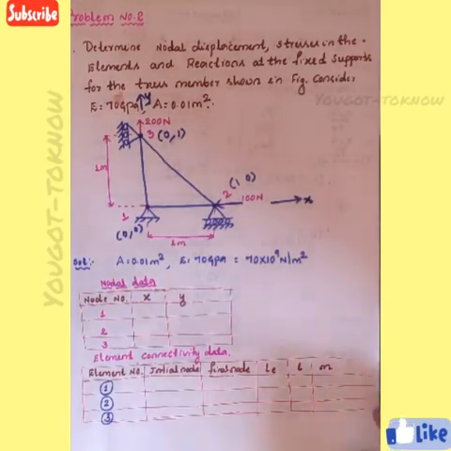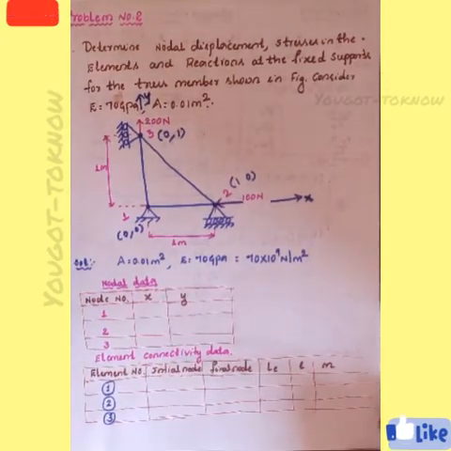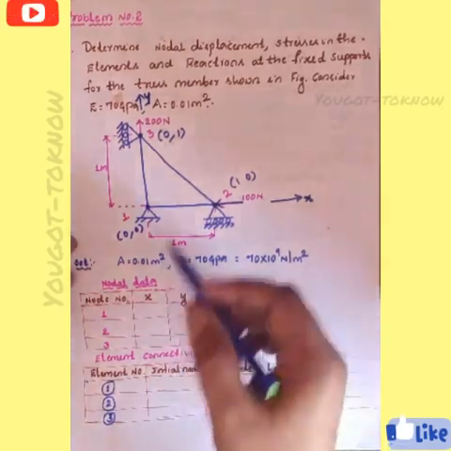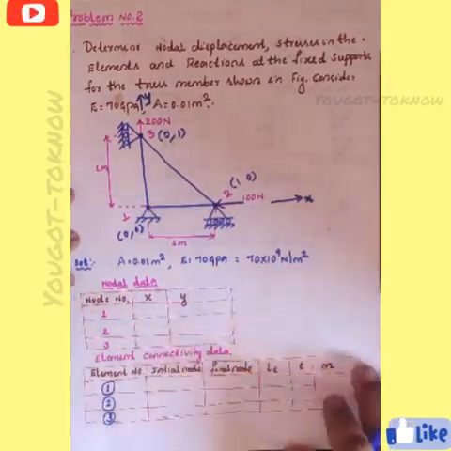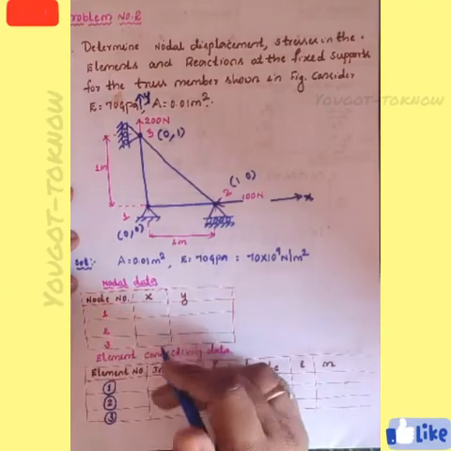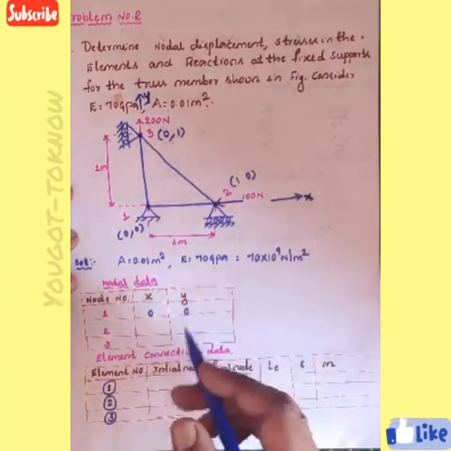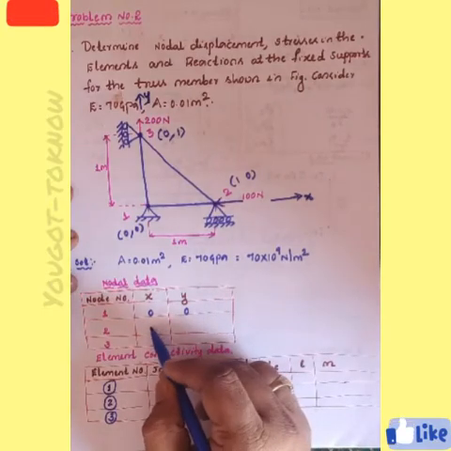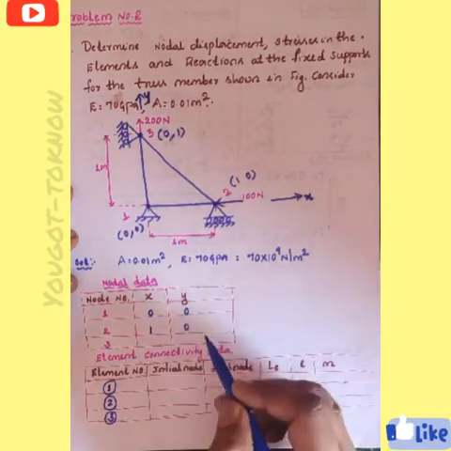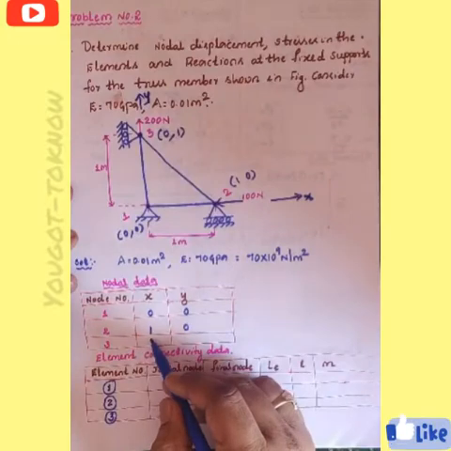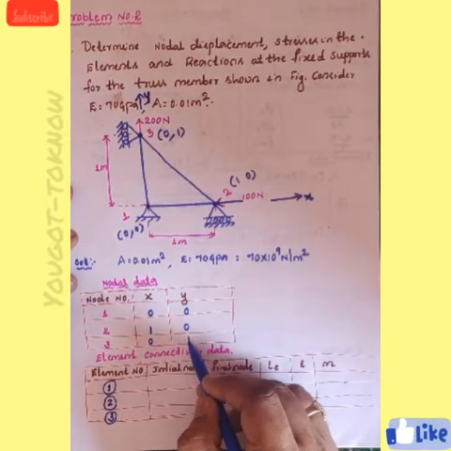Now initially we have written all the values. Just observe now, I will represent all the nodal data here. First step is the nodal data, step 1. What is the node location? Node 1: x coordinate is 0, y coordinate is 0. What is node 2? X coordinate is 1, y coordinate is 0. Next, node 3: x coordinate is 0 and y coordinate is 1.